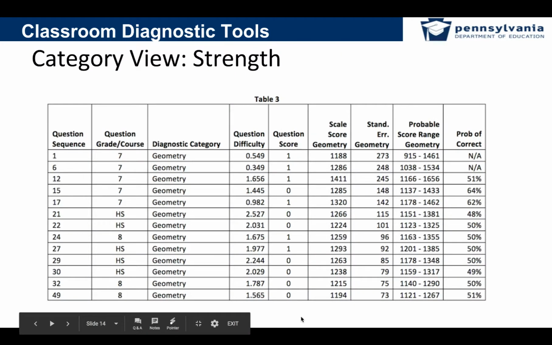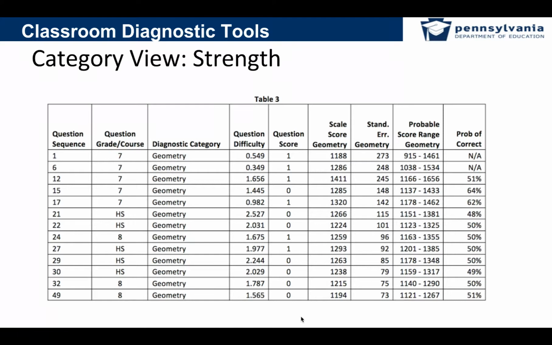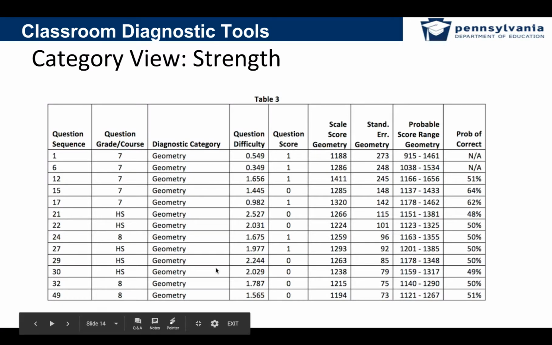If we look at the next slide, we can see the category that was a strength now that the test is over for the student. And this happened to be geometry was the student's strength. Look over here to the left at the question sequence. These are not in numerical order because remember there is a random selection. We look at the grade and course and we can see they started off with 7th grade questions.